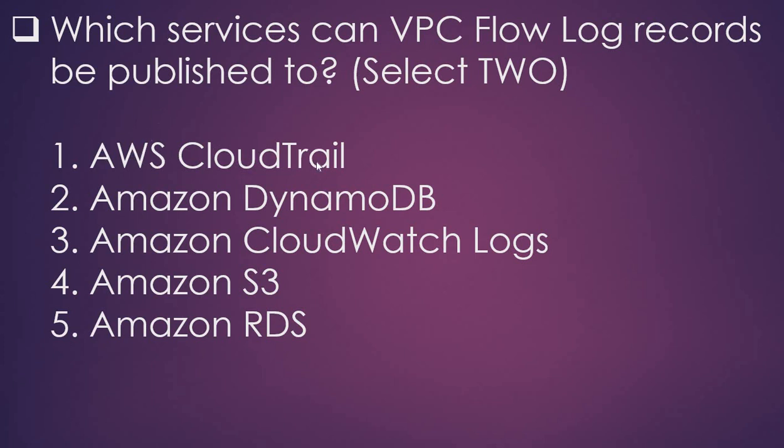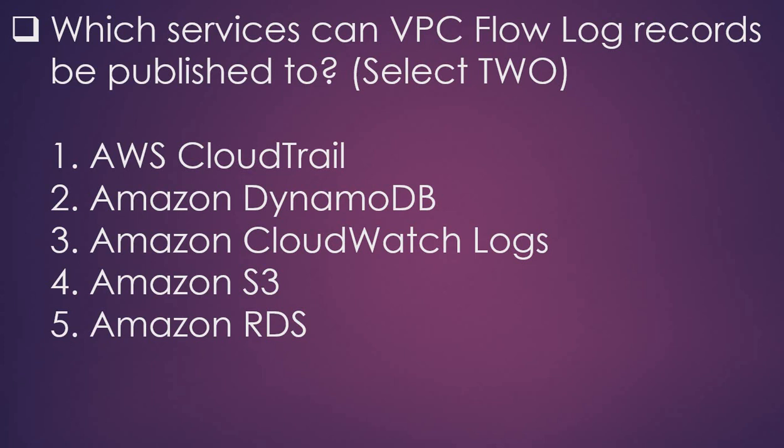So first is AWS CloudTrail, Amazon DynamoDB, Amazon CloudWatch Logs, Amazon S3 and Amazon RDS. AWS CloudTrail is used for user activity and API logging. DynamoDB is a database, a NoSQL database. Third is Amazon CloudWatch Logs.